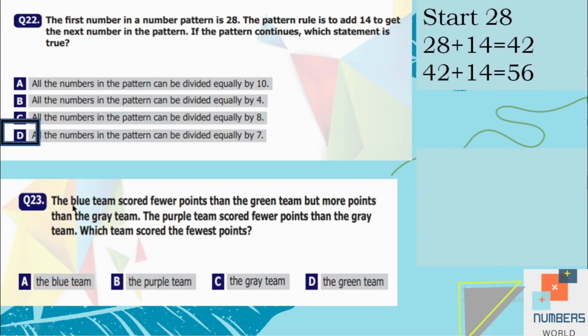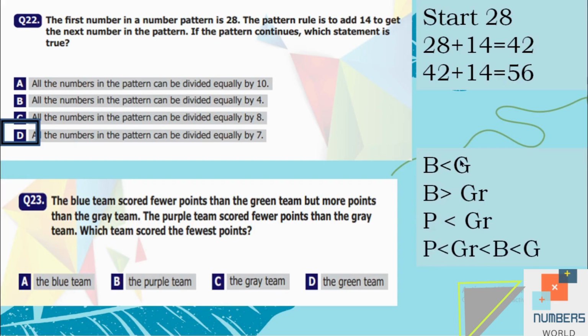Question number 23. The blue team scored fewer points than the green team. So blue is less than green, but more points than the gray team. So blue is greater than the gray team. The purple team scored fewer points than the gray team. So purple is less than gray. Which team scored the fewest points? So we are going to see that purple is less than gray is less than blue, and blue is less than green. So this will be the sequence. So here, the team purple is the team who has scored the fewest points.